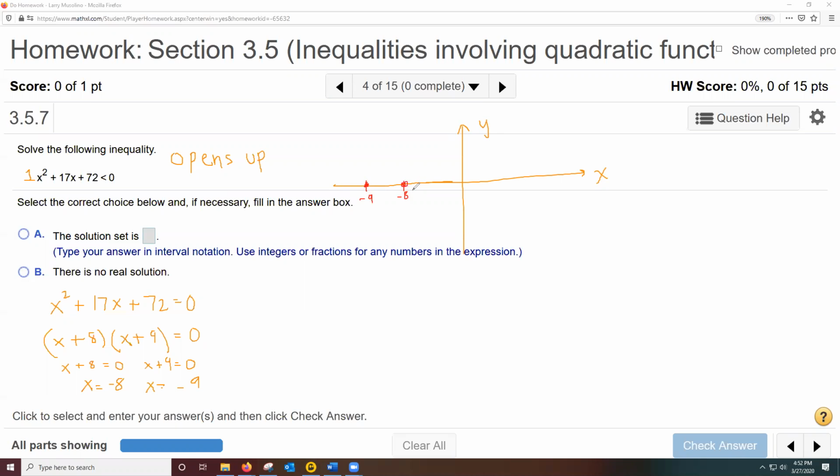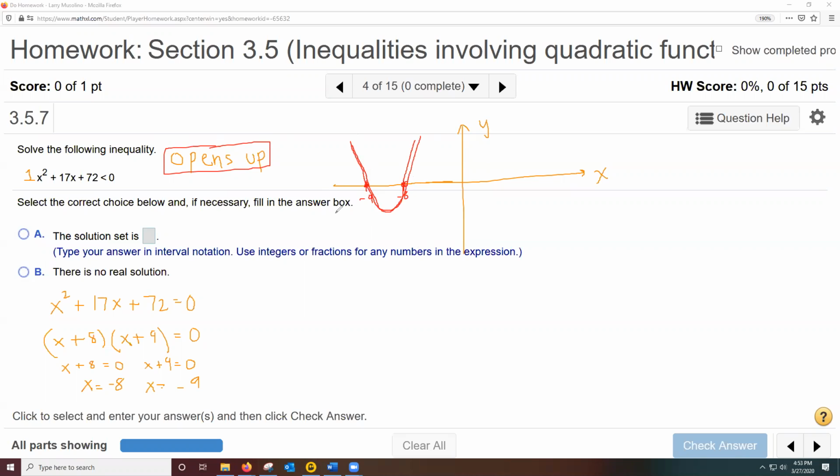I know this parabola opens up. Now, I don't know exactly where the vertex is. I could find the vertex, but I know this graph has to do something like this. It opens up and it goes through these x-intercepts. So I'm going to graph this parabola something like this.